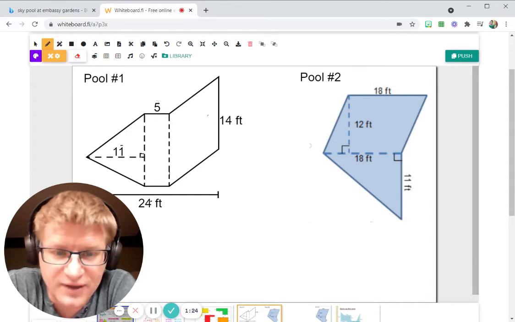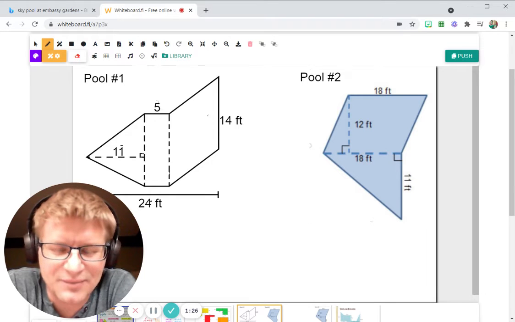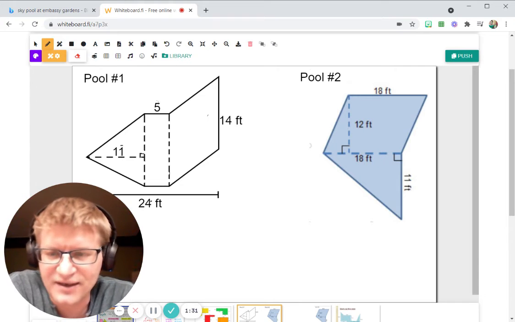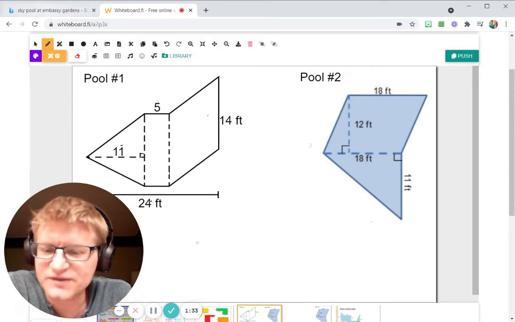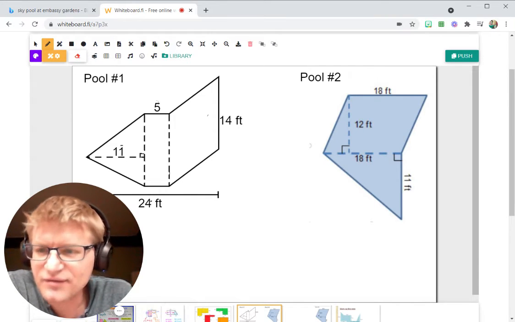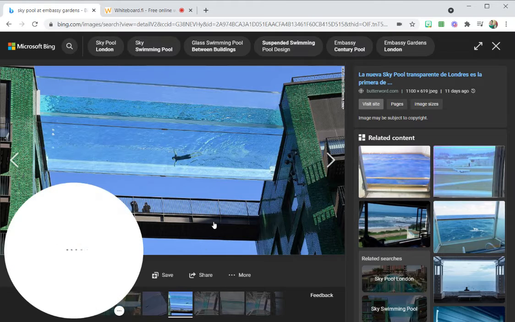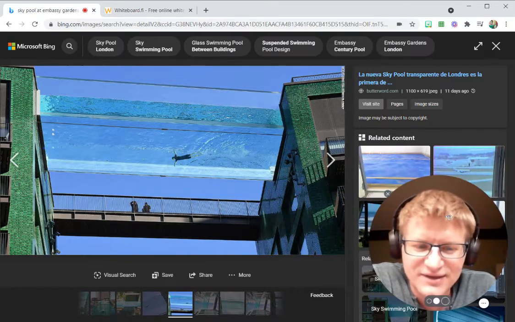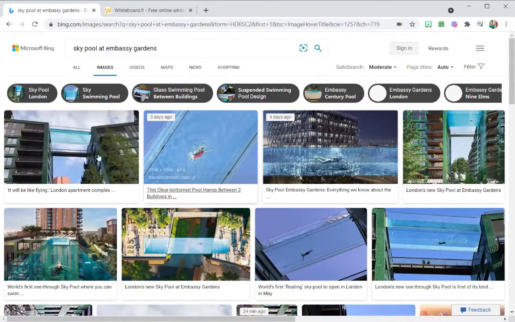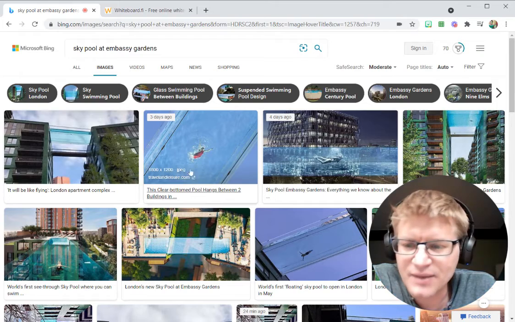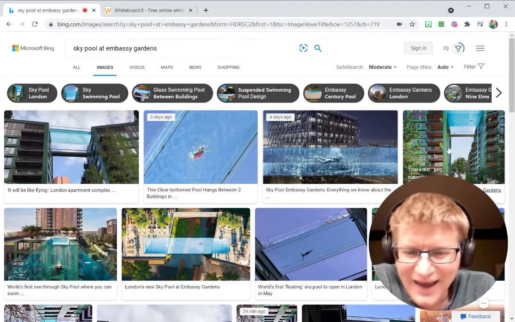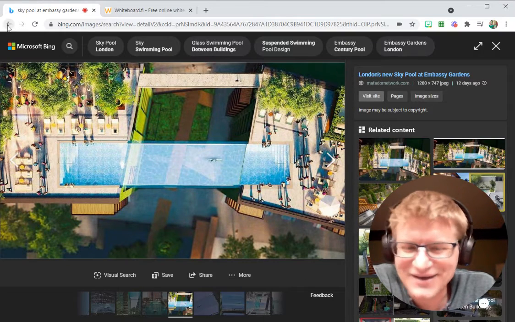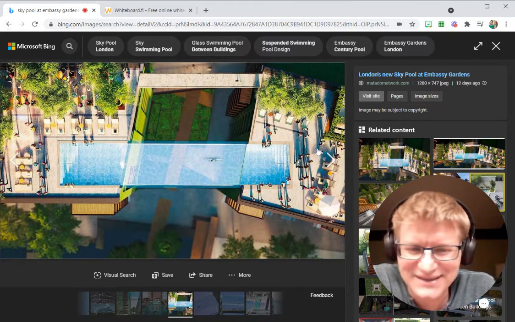Now, the pool thing. These are both kind of crazy shapes for pools, but I wanted to show you a new pool that's opening in London this month, and let's see if it moves with me when I move over here. This is in a pretty fancy area of London. Check this out. Oh no, that's not what I wanted. Oh no, I lost my page. Maybe it's this one. Okay. Bing. I don't know why I'm using Bing, but it's killing me.